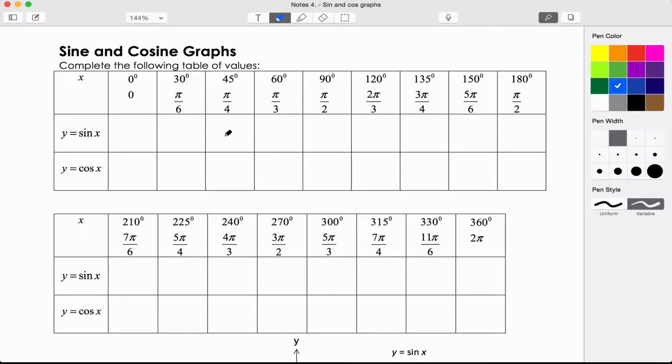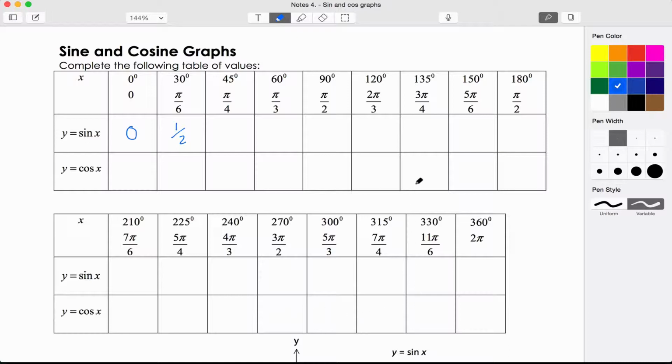Now the very first thing I'd like you to look at is filling in these tables. All you need to do is, and you should know at least up to here, you should have memorized those first bits. You'll need to put sine of 0 in and put your solution, which is 0. Sine of 30 degrees or pi over 6 is 1/2. You need to do the same with cos. Make sure you keep going into the second line.